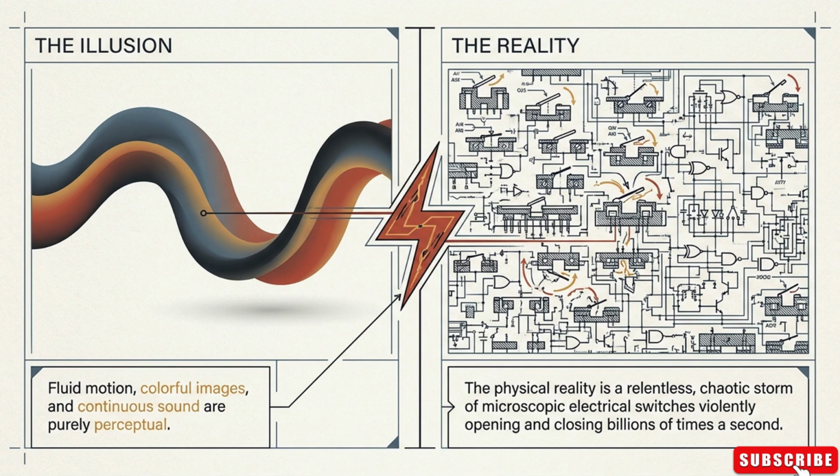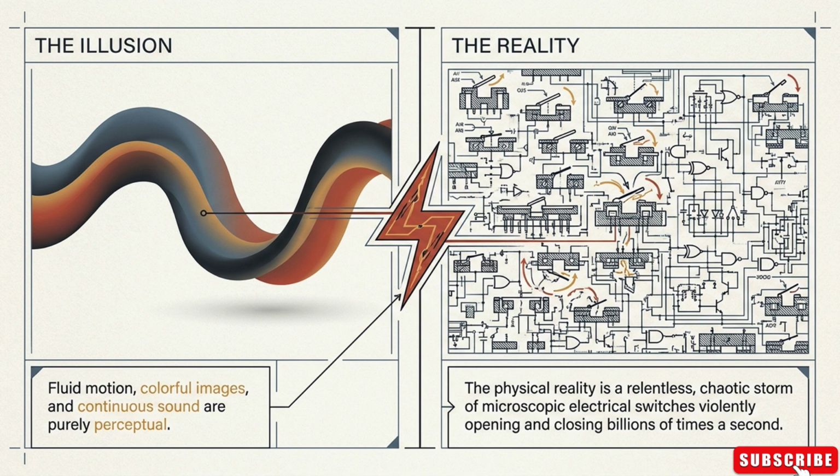Everything you are doing right now, I mean, staring at a glowing screen, listening to this audio, it is all a massive illusion. Oh, absolutely. Right. Because beneath the glass and the metal of your device, there's no actual fluid motion, there are no colorful images, and there is no continuous sound. It is just a relentless, microscopic storm of tiny electrical switches opening and closing billions of times a second.